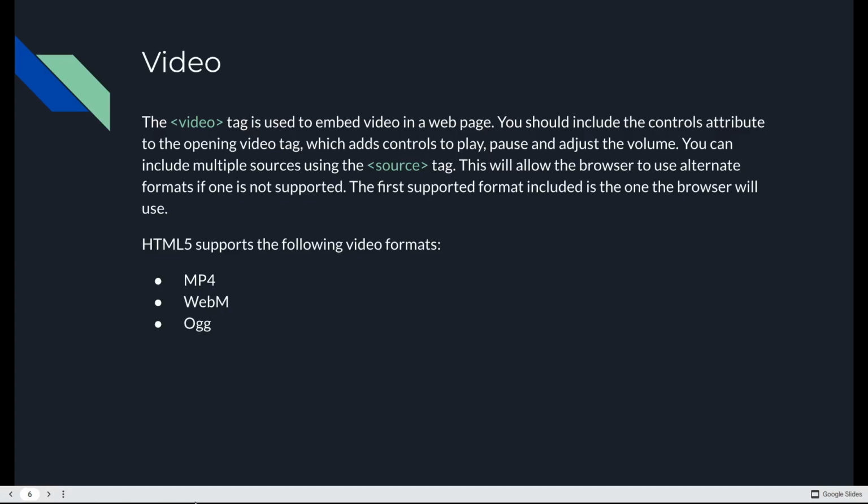Now, the video tag is used to embed video in a web page, just like we use audio to embed audio. Again, you should include the controls attribute in the opening tag, which allows the user to play, pause, and adjust the volume. And again, like the audio tag, you can use multiple sources using the source tag. It allows the browser to use alternate formats if one isn't supported, and the browser will use whatever the first one that it supports is. HTML5 supports three video formats: MP4, WebM, and OGG.